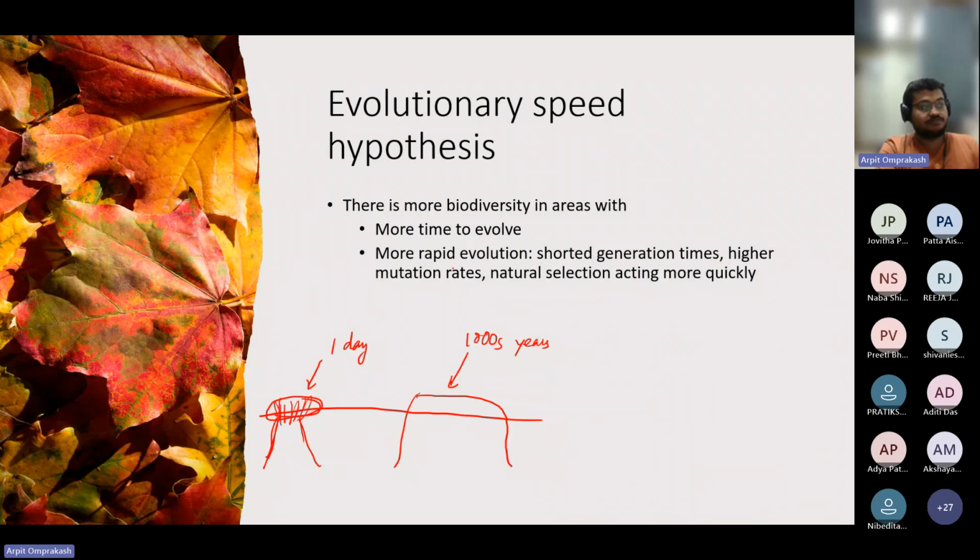The second point is if there is a more rapid rate of evolution, or the rate of evolution is higher. One example of that can be shorter generation times. So, for example, let's say you have a lion. Okay. So this is a lion and we have a mouse. Right. So a lion maybe takes around 6, 7 years to reproduce or produce offspring, whereas a mouse can produce offspring in as little as, let's say, 6 months.